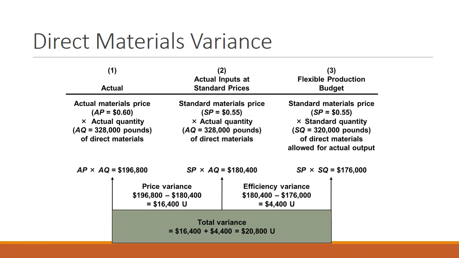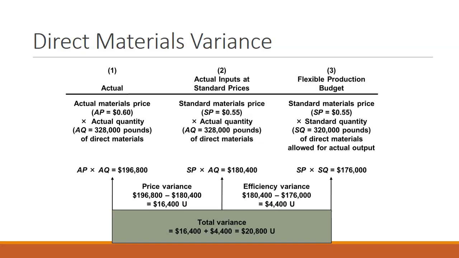Then in the actual column, we have the actual price. We paid 60 cents per pound instead of our standard price of 55 cents per pound. So we might want to know, why was it more expensive? Did the price of this material just go up and we need to revise our standard prices for future periods? Or was this just a one-time thing where we ended up paying extra? Maybe our regular vendor had something where they couldn't meet our requirements.